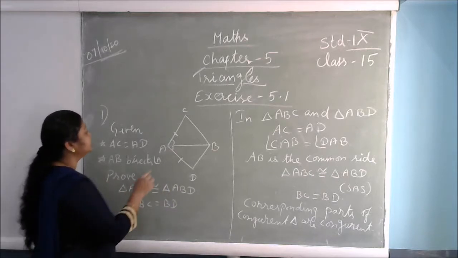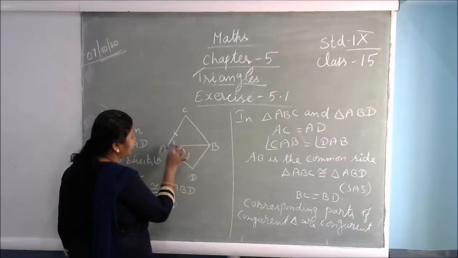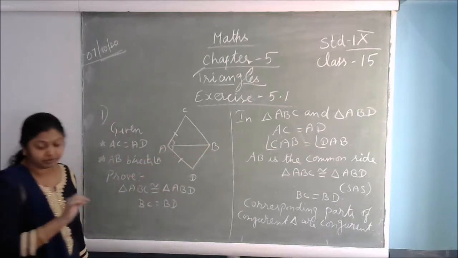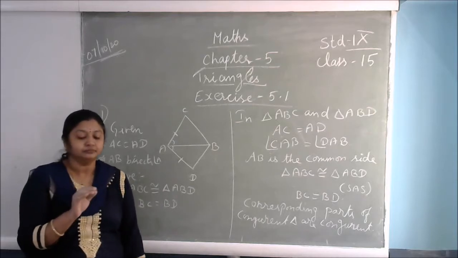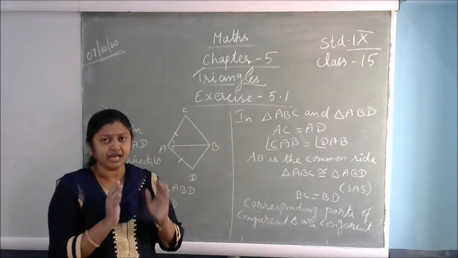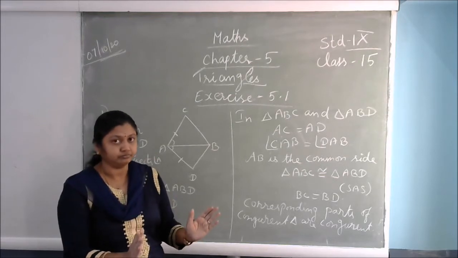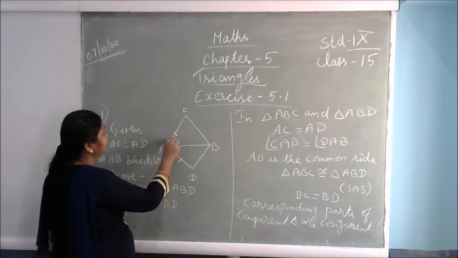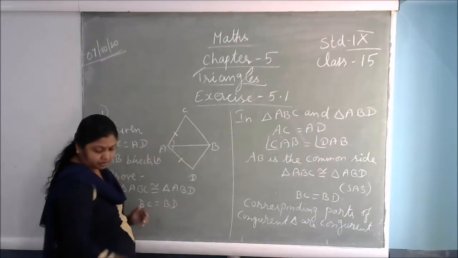What is the meaning of this? AB, this one is the diagonal. It bisects the angle A. What is the meaning of bisect? I taught you already. Bisect means it will divide the angle or the line segment into two equal parts. So this angle is there now, and this line is divided into two equal parts. Suppose.